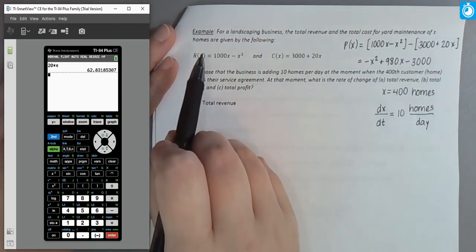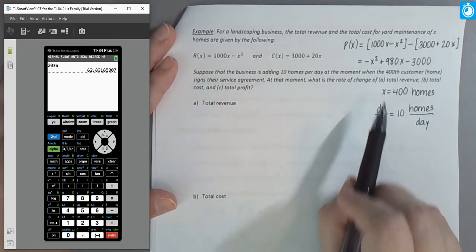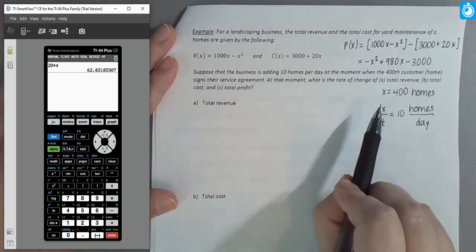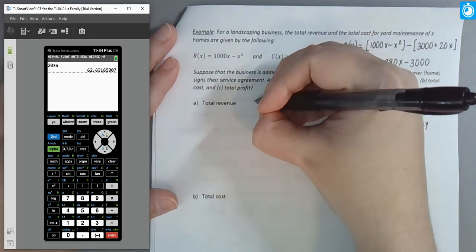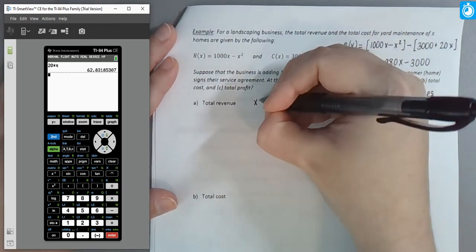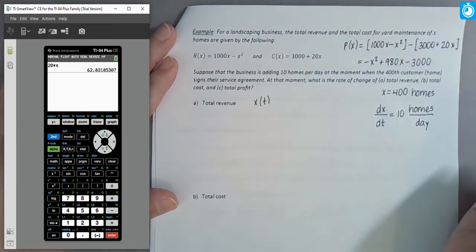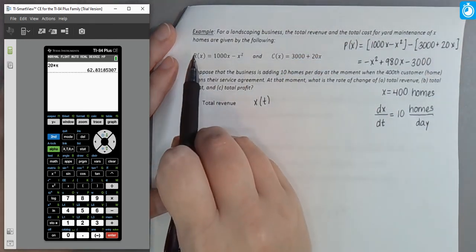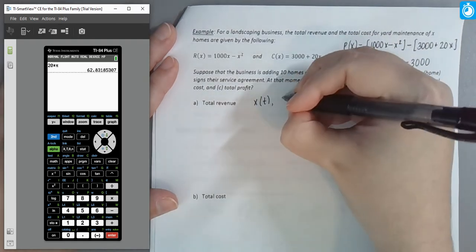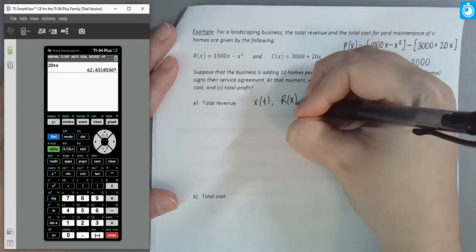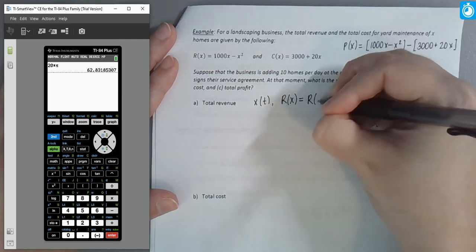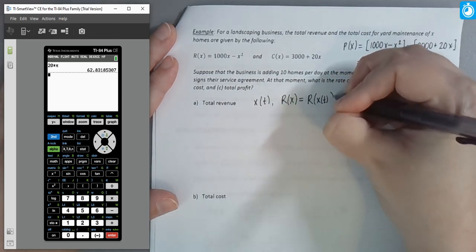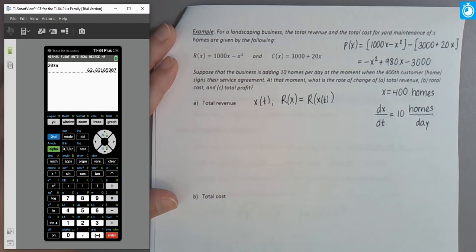Let's just focus on the relationship between revenue and then X and then T. Well, X is dependent on T, so the number of homes we have is changing over time. It's a function of time. And revenue is dependent on X. So revenue is a function of X, which means it's also a function of T implicitly. So time affects X, X affects R, therefore time affects R.